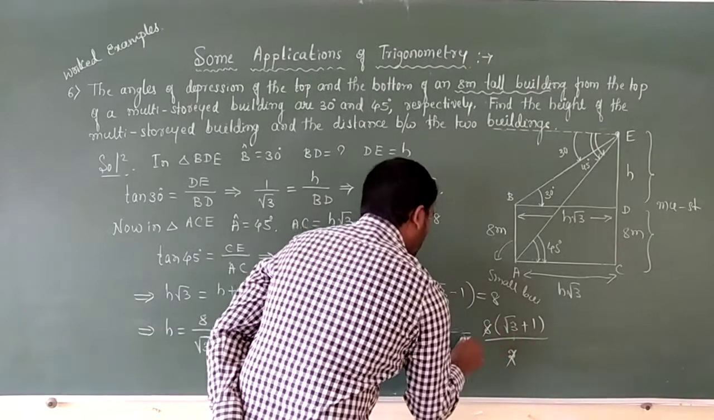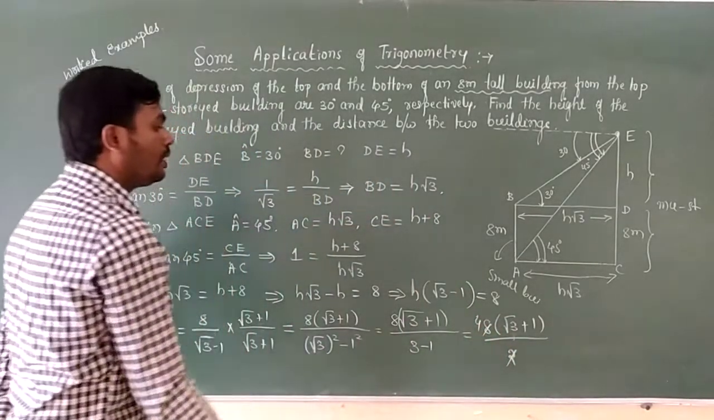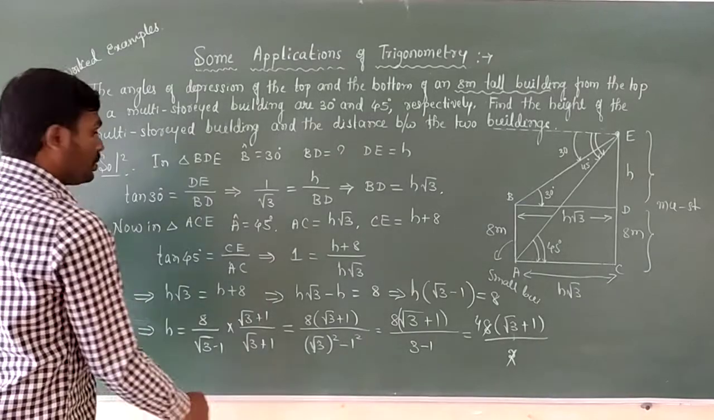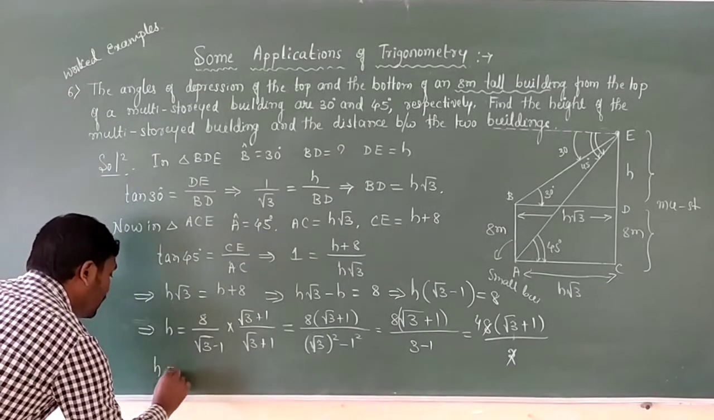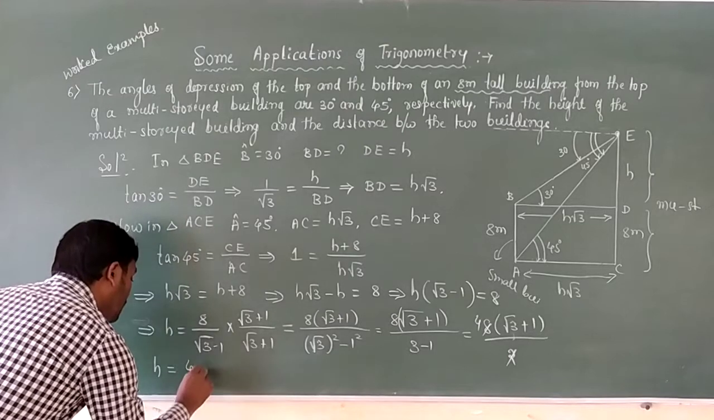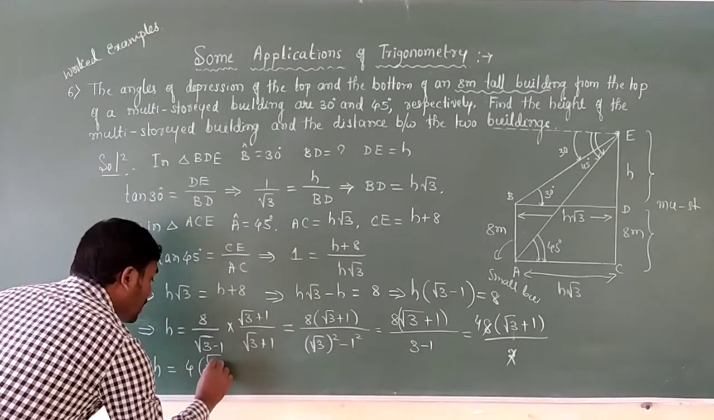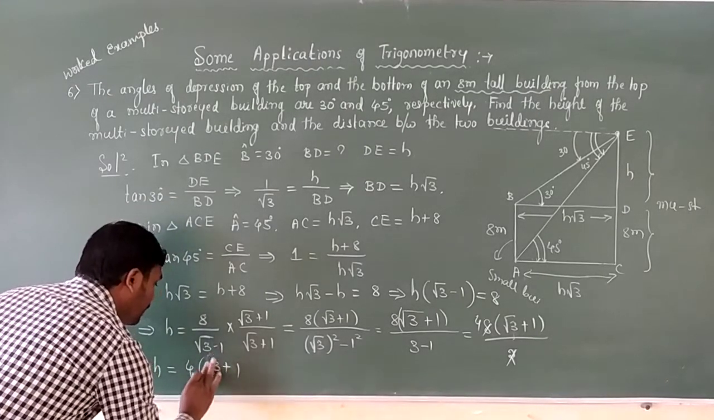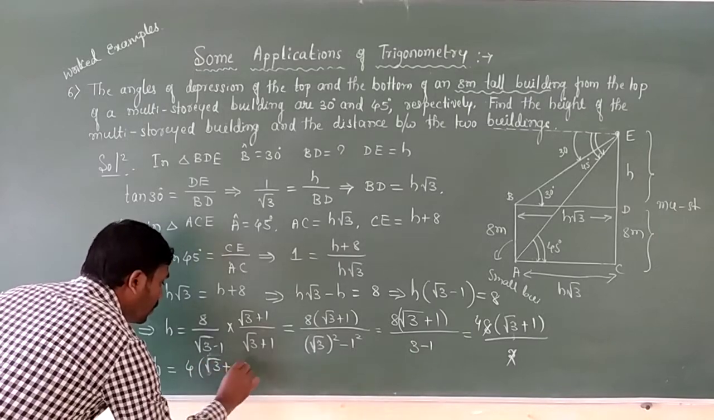2 ones are 2, 2 fours are 8. So H is equal to 4 into (root 3 plus 1).